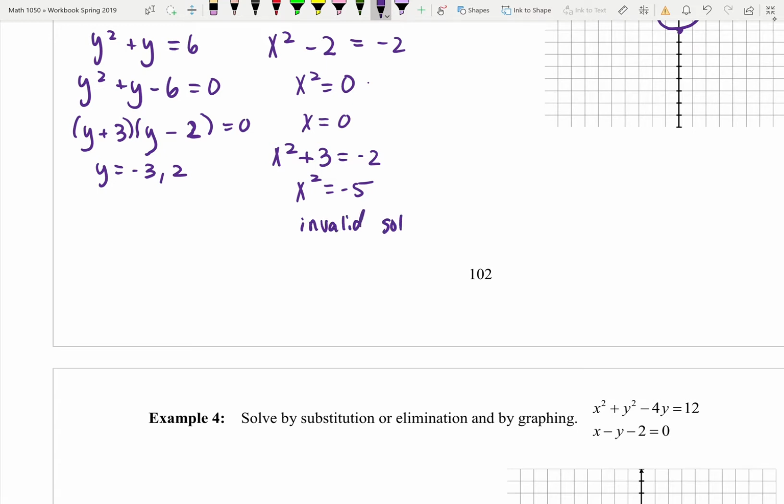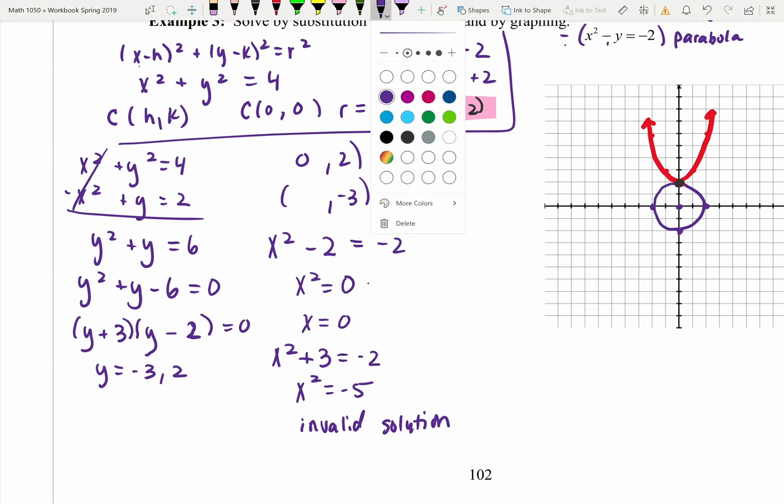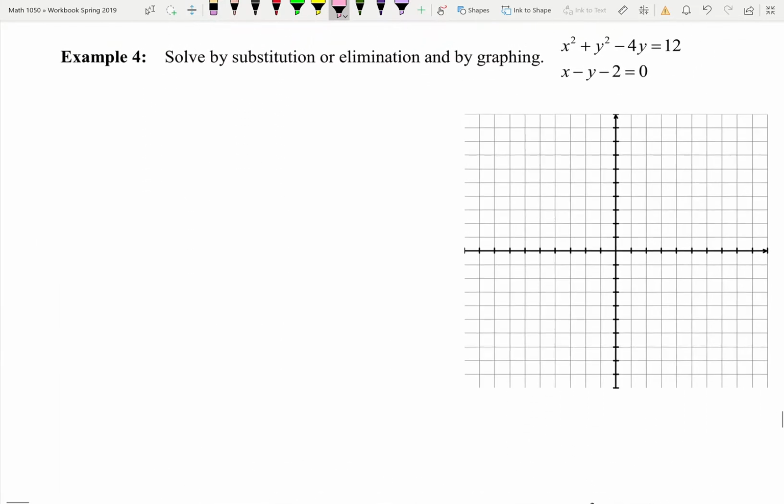This is pretty important right here, guys. When you take your final and there's a solution that ends up being invalid, please do not box or highlight that solution. Sorry, I'm trying to erase here. Anyway, your final answer is (0, 2), and that is the only thing that you highlight because that's the one that worked.